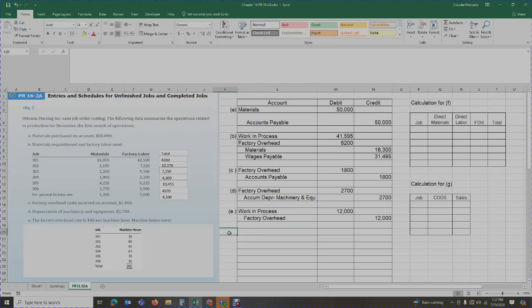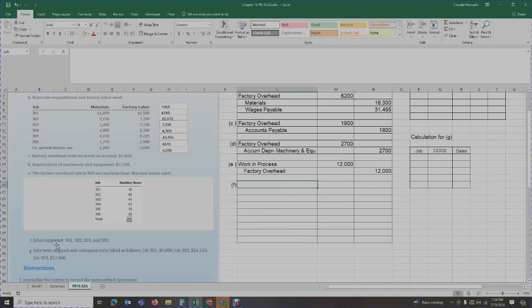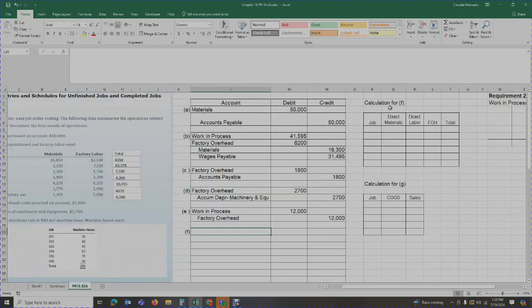Now, letter F. Letter F says jobs completed are 301, 302, 303, and 305. Remember, we have all of these jobs from 301 through 306, but in letter F, only jobs 301, 302, 303, and 305 are completed. So we have to move those completed jobs out of work in process and into finished goods because those jobs are done. So we're going to have to do some calculations for that, and I've got my table up here.